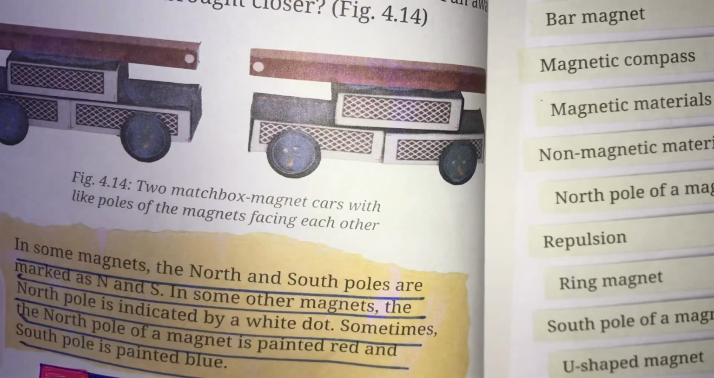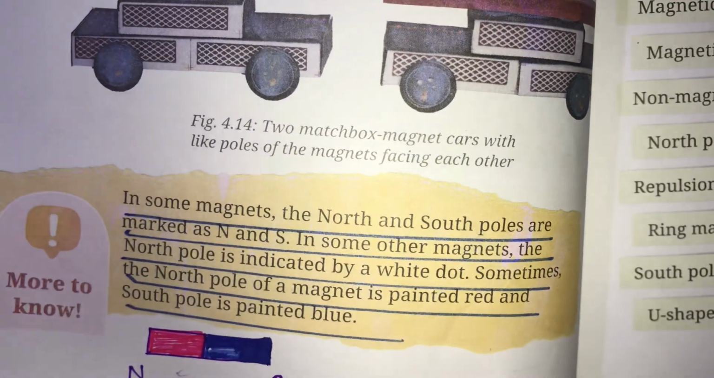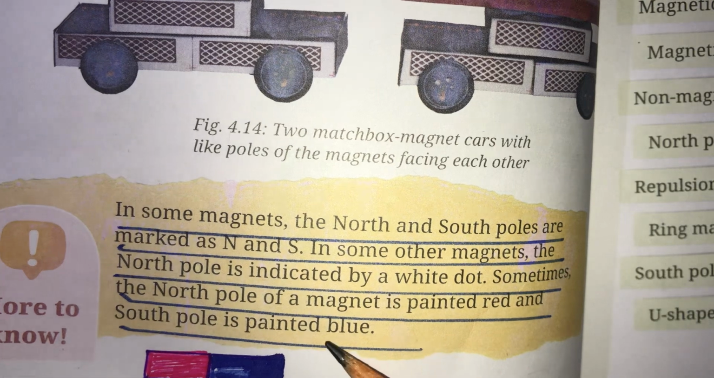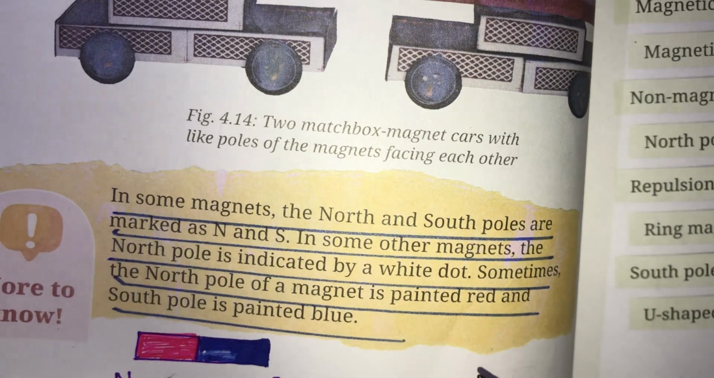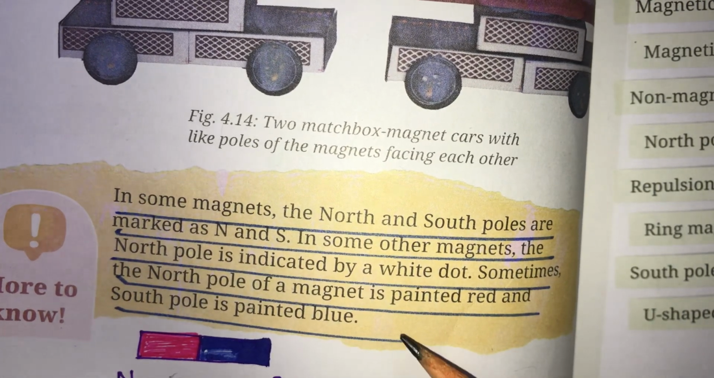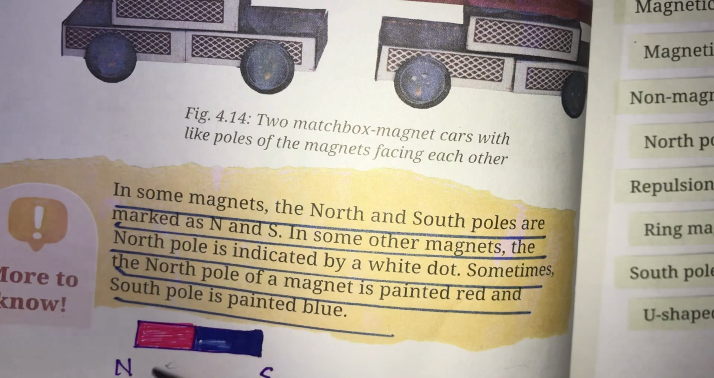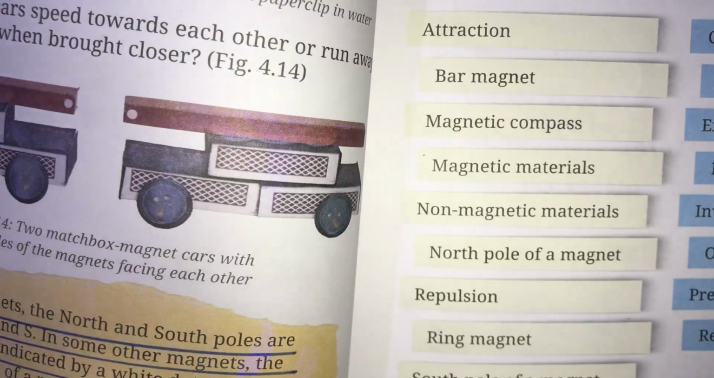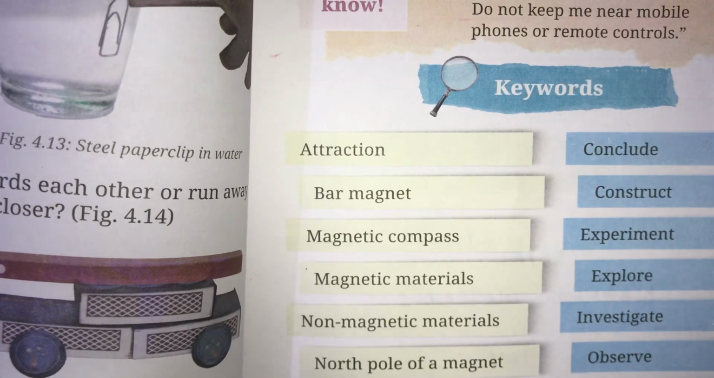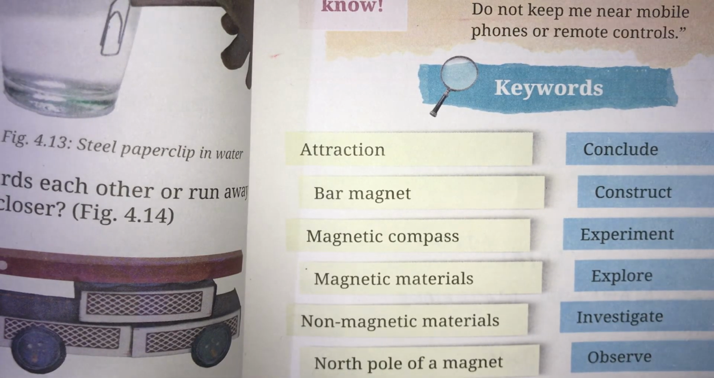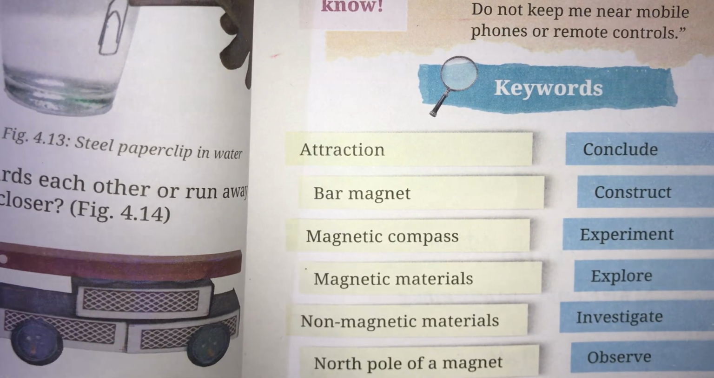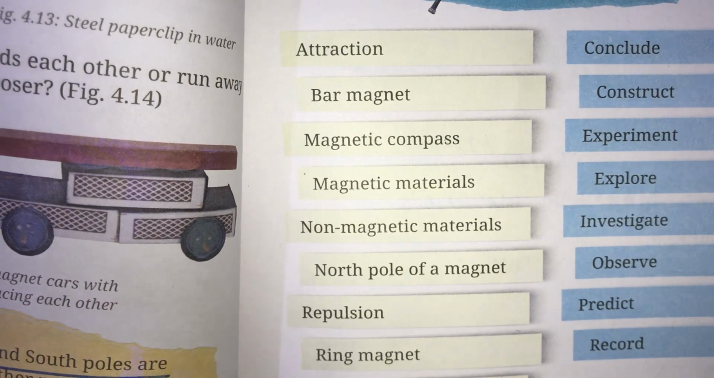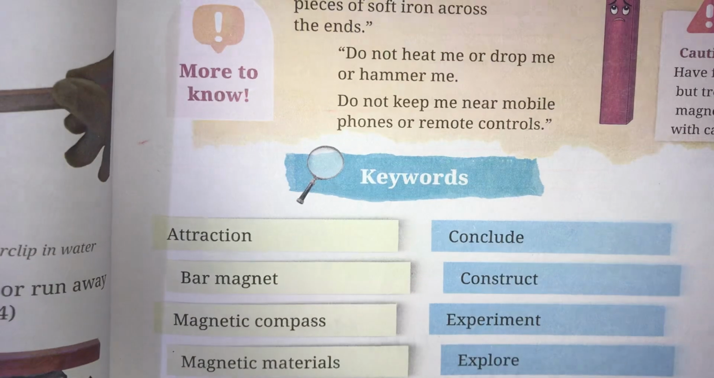The next one is the color of the south and north poles of magnets. In some magnets, north and south poles are marked as N and S. In some other magnets, the north pole is indicated by white dots. Sometimes the north pole of a magnet is painted red and the south pole is painted blue. So you have seen attraction and repulsion between magnets, the magnetic compass, magnetic and non-magnetic materials, the north and south poles of a magnet, and the ring magnet.